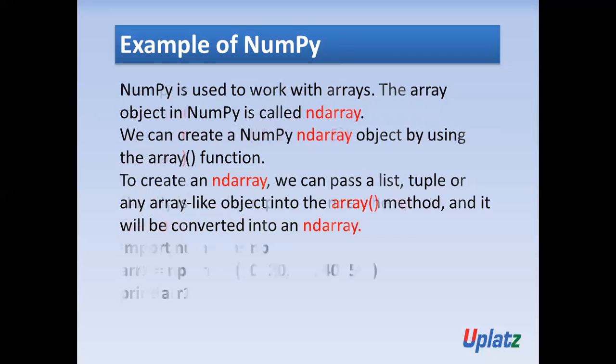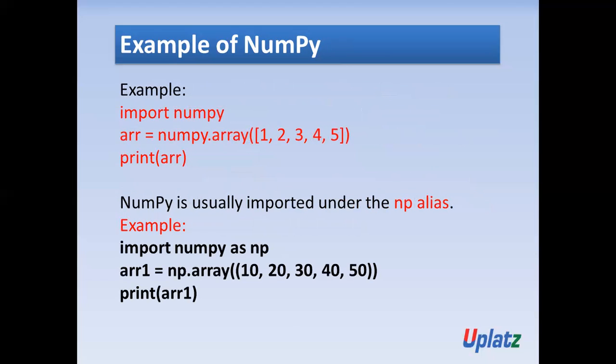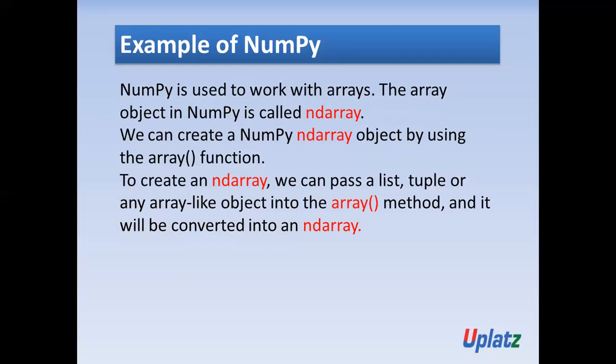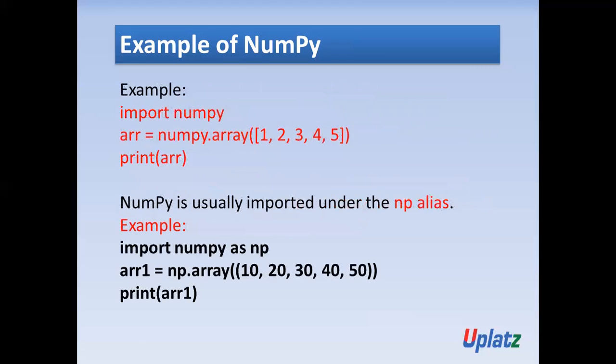Now let me show you an example so that you will understand this theory. First of all, we need to import the library or module. Import NumPy, because we are studying the example of NumPy. Then use NumPy.array. As per the theory, we can create a NumPy ndarray object by using the array function. So, module name dot array. This function is present inside NumPy: NumPy.array.